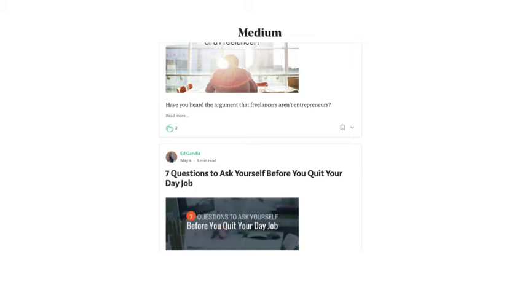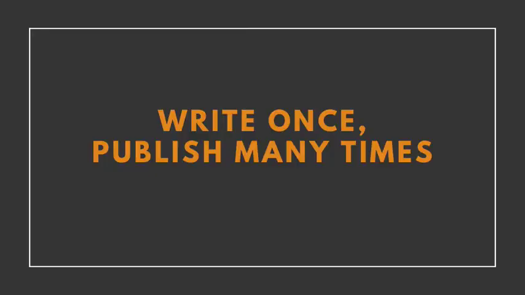So I hope this gives you ideas about just some of the ways you can share, distribute, and repurpose your content for different platforms to get the most bang for your writing buck. Again, the idea is to write once and publish multiple times. There's no reason to reinvent the wheel every single time. Leverage the heck out of everything you write.